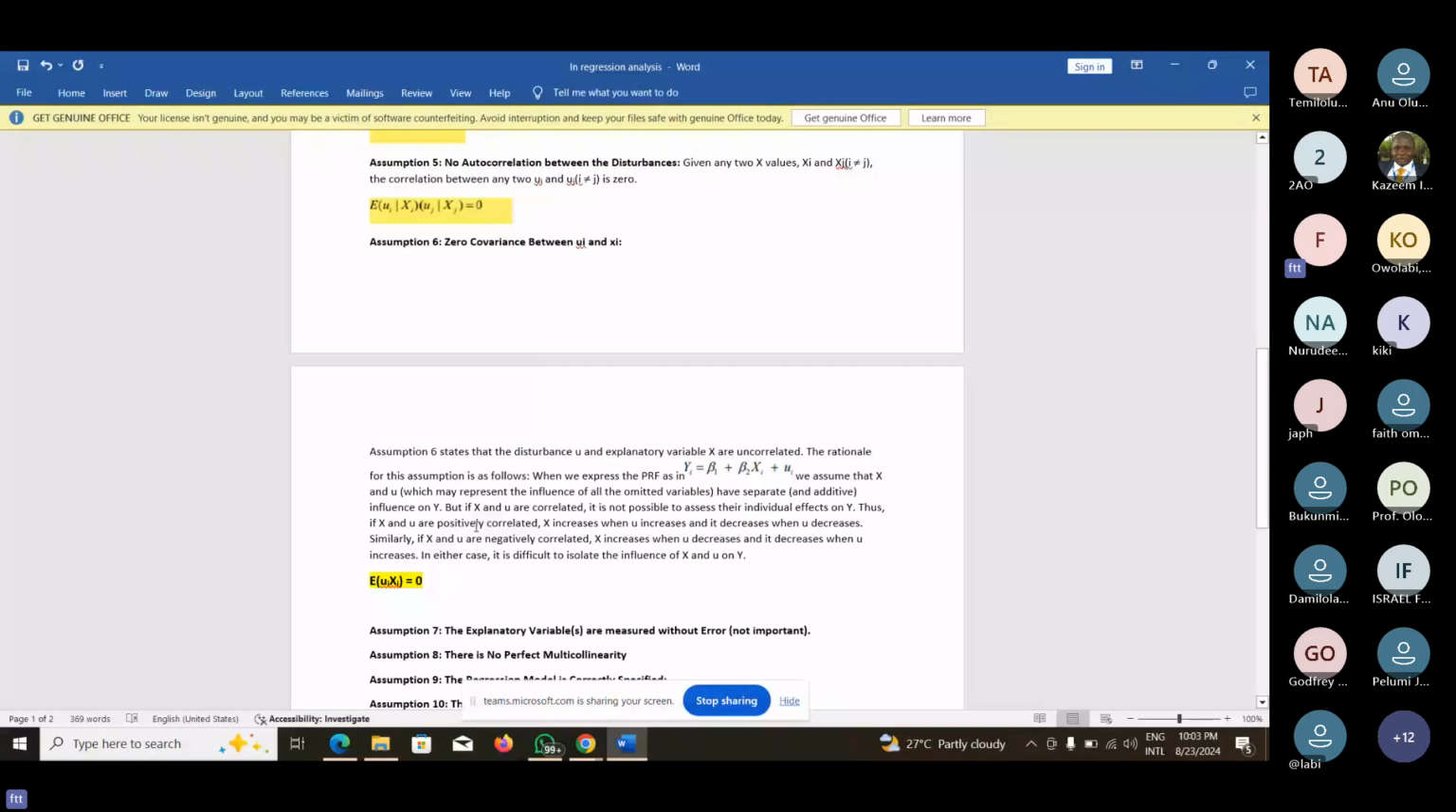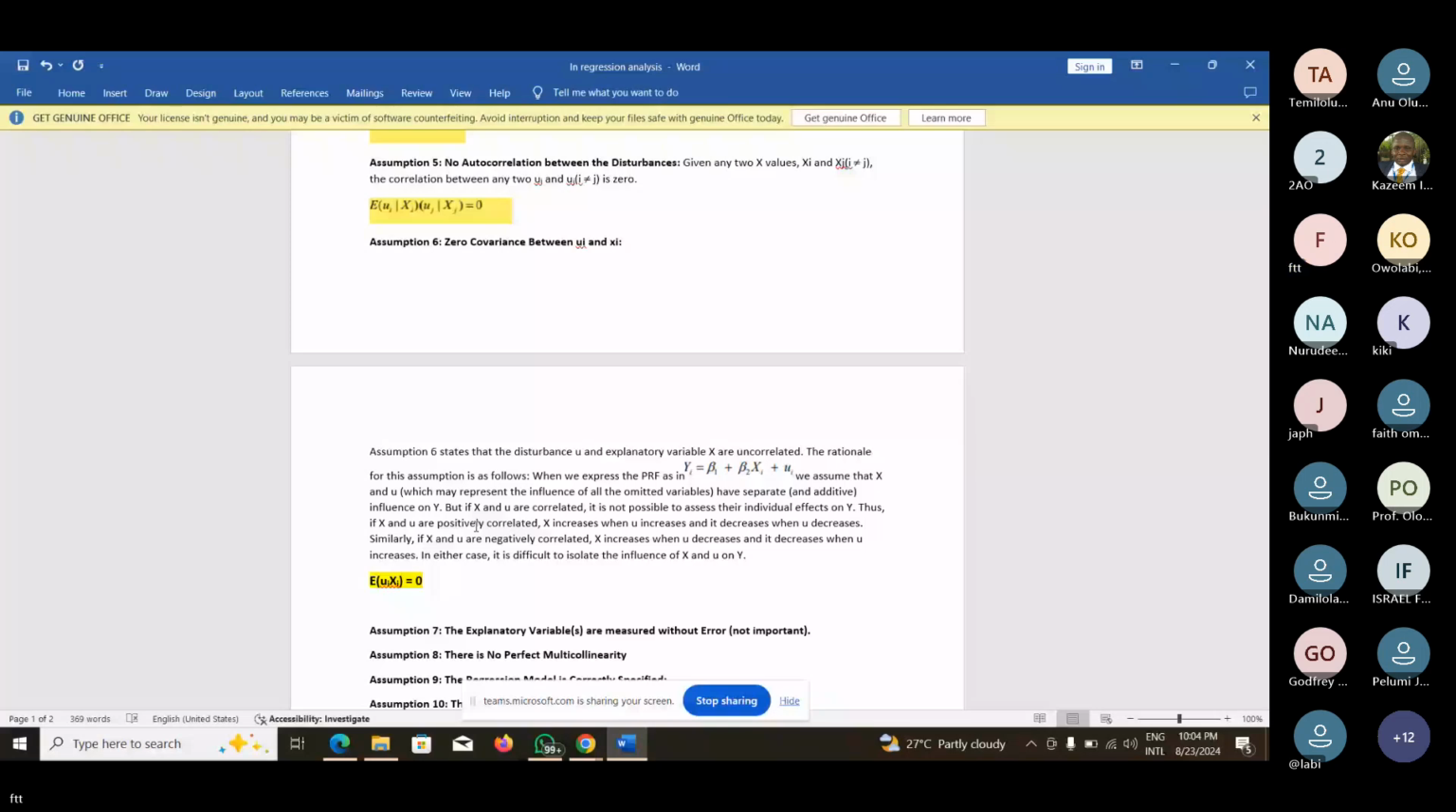Now, why does this assumption state that for u and x, there is zero covariance? They don't relate at all. There is nothing called a minute relationship. They don't relate. Let me say I'm Yoruba. Me and Ebere, for instance, we don't relate because by tribe we don't relate at all. I'm Yoruba, she is Igbo. I don't know if she is Igbo, but let's say she's Igbo. So we don't relate at all.